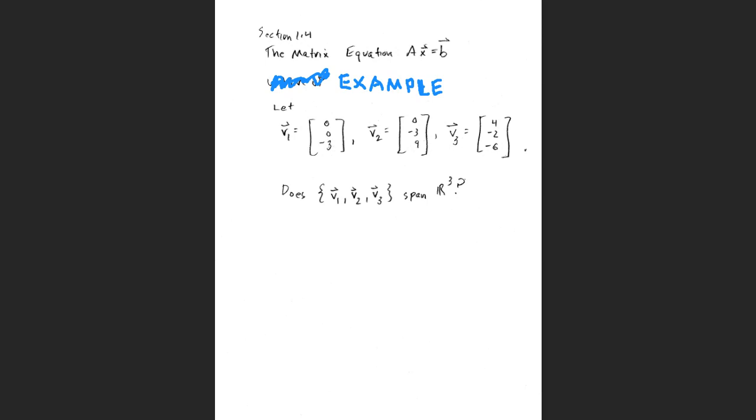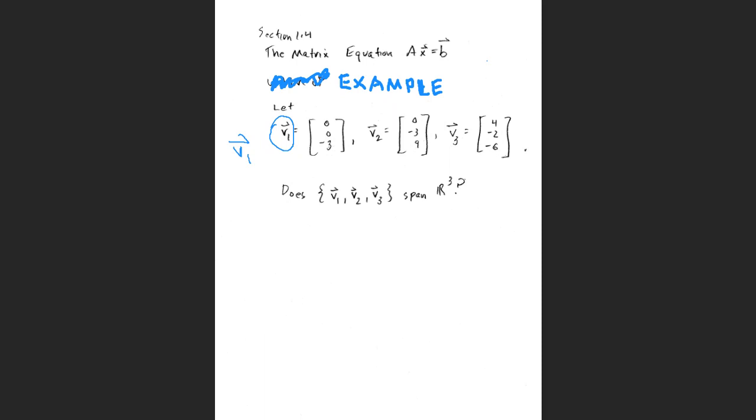In this problem, we have three vectors that all live in R3, three-dimensional space: v1, v2, and v3. And you notice when I write a vector, I put a vector symbol above it. The textbook writes a vector in bold, but as humans, we'll write a vector with the vector symbol above it.